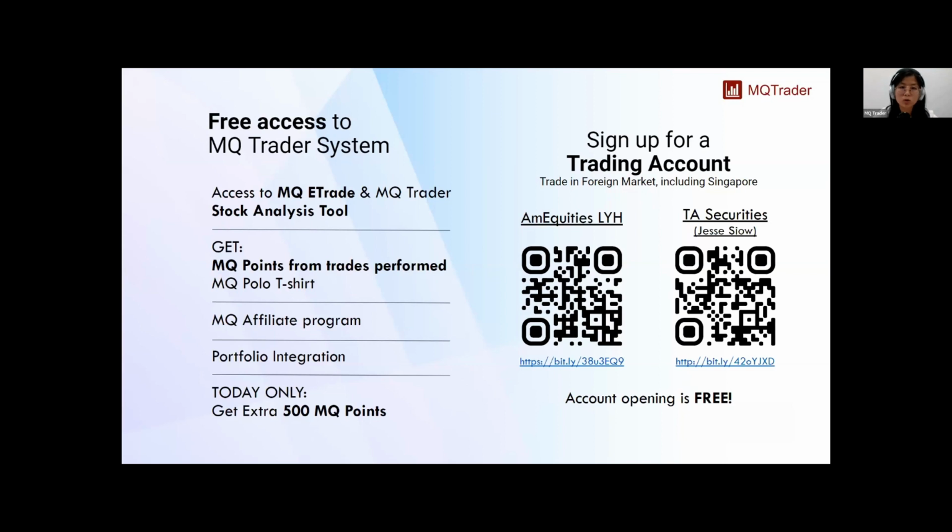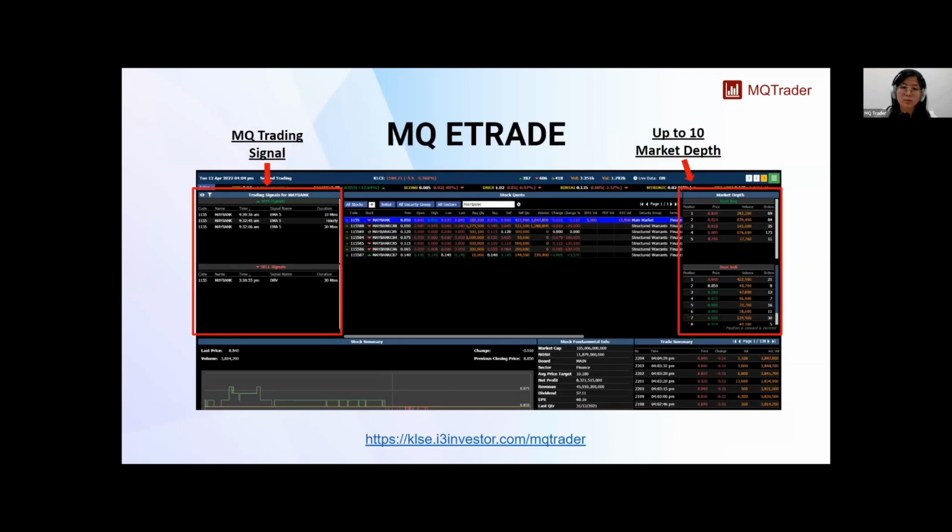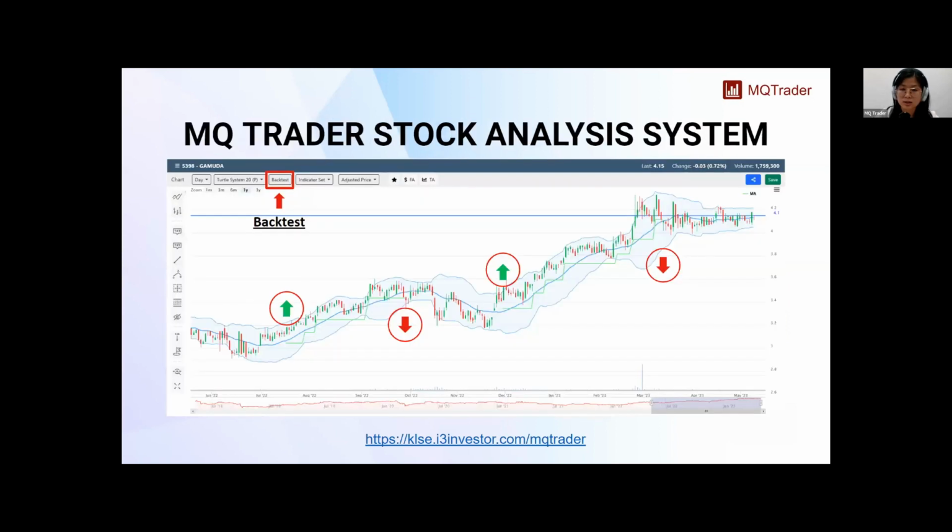Other than the MQ Trader stock analysis tool system, we also have the MQ E-Trade system where you can view a lot of information of each stock counter at a glance. All information including up to 10 market depths and also MQ trading signals, which is exclusive to our trading system. These are information that can facilitate your journey in your trading. This is how the stock analysis tool system looks like. We have the trading signals. We can see the green buy and sell signals generated from just one click. You can even backtest the signals as well.